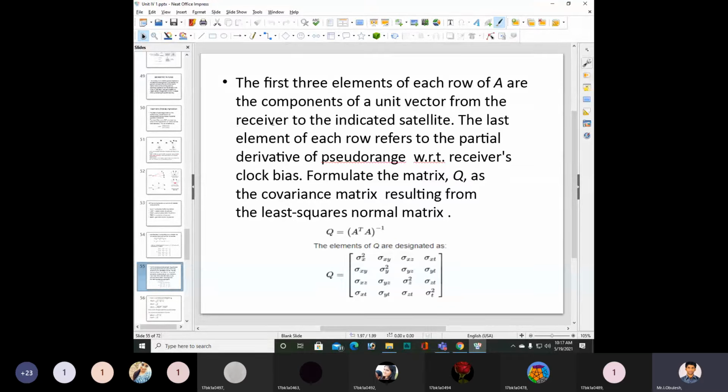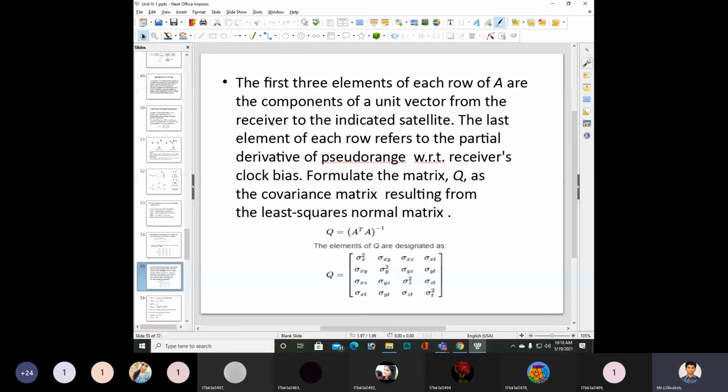The last element of each row refers to the partial derivative of pseudo range with respect to the receiver's clock bias. You need to see that in the matrix A, the last element of each row is the partial derivative of pseudo range with respect to the receiver's clock bias.